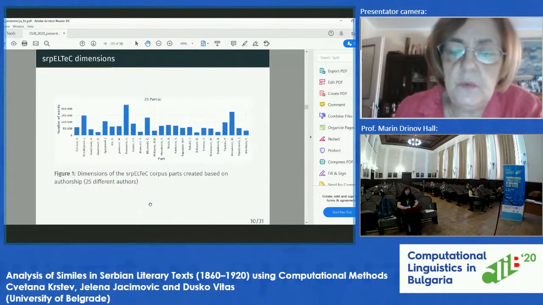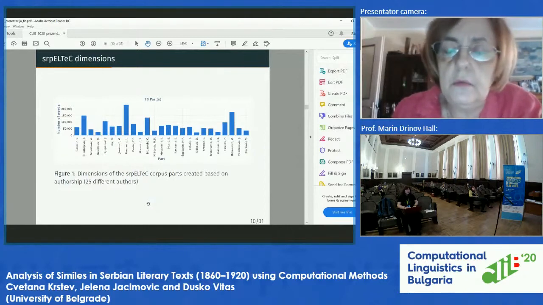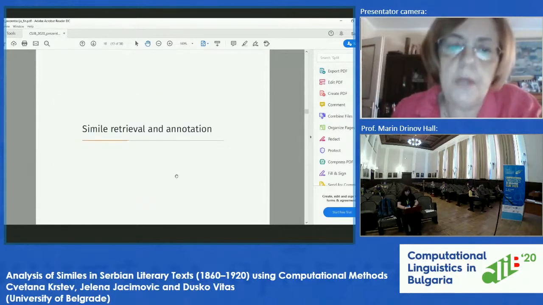Here we see how the corpus was partitioned according to authors. There are 25 different authors, and of course the size is different because some authors wrote several novels, some authors wrote longer novels than the others, and so on.